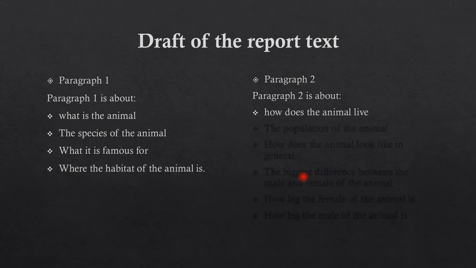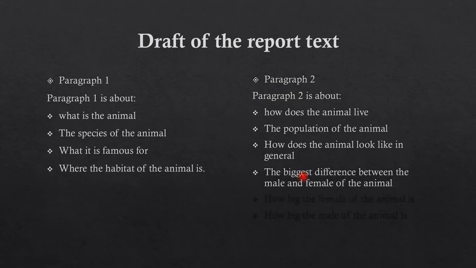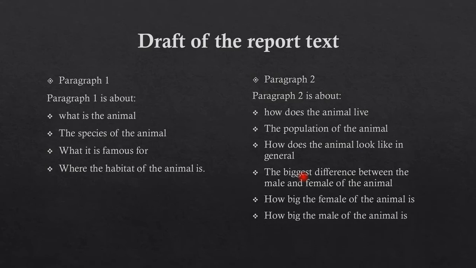So, firstly, how does the animal live? And then the population of the animal. And then how does the animal look like in general, both the male and the female, you make it into one. Okay, first, and then after that you write the biggest difference between the male and the female of the animal, and then how big the female of the animal is, and the last one is how big the male of the animal is.